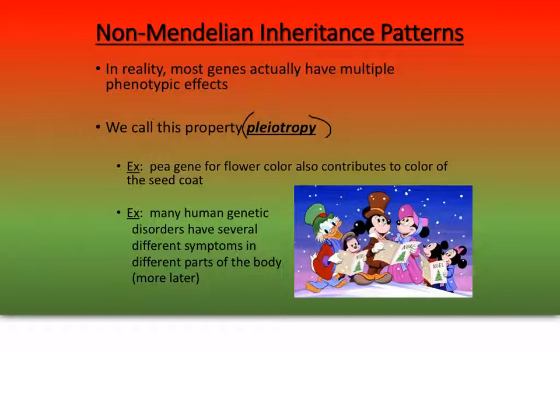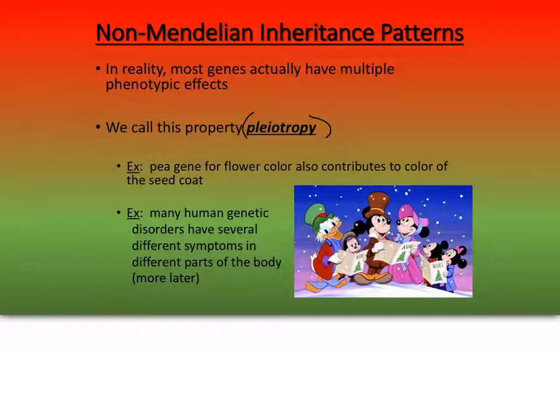Now in humans, there's not a lot of examples that are well understood because, as we'll see next class, there's a lot of complicated stuff that we have to consider when we look at human genetics. But a lot of human genetic disorders will have several symptoms in different parts of your body. And these won't all stem from the same change in your phenotypes. It's actually that there's multiple phenotypes that are getting altered.